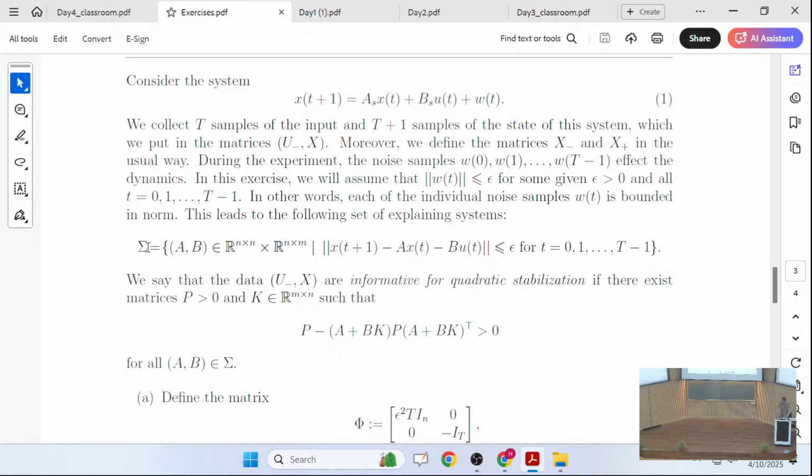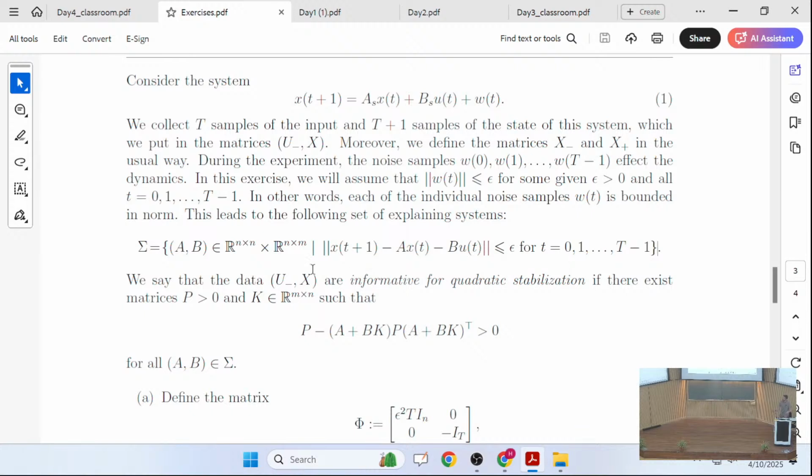So the set of data consistent systems, sigma, is given by all AB pairs for which the norm of x_{t+1} minus A x_t minus B u_t is less than or equal to epsilon for all time t between 0 and T minus 1, given here. Okay.